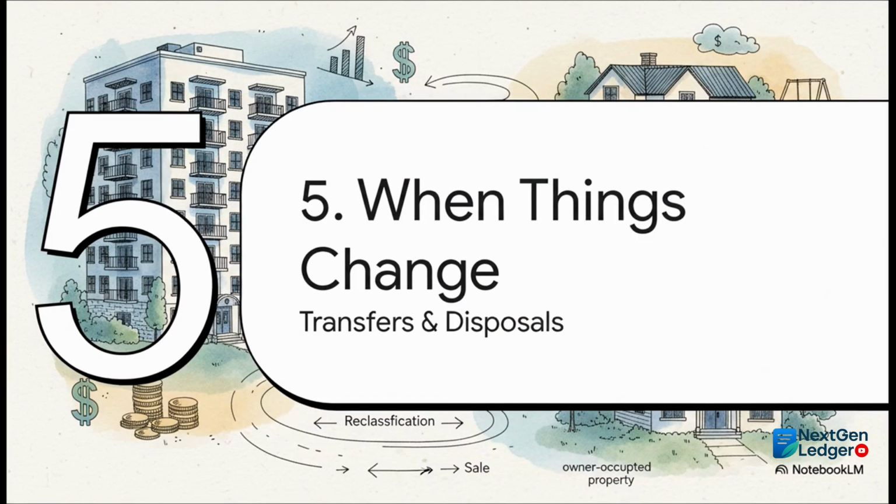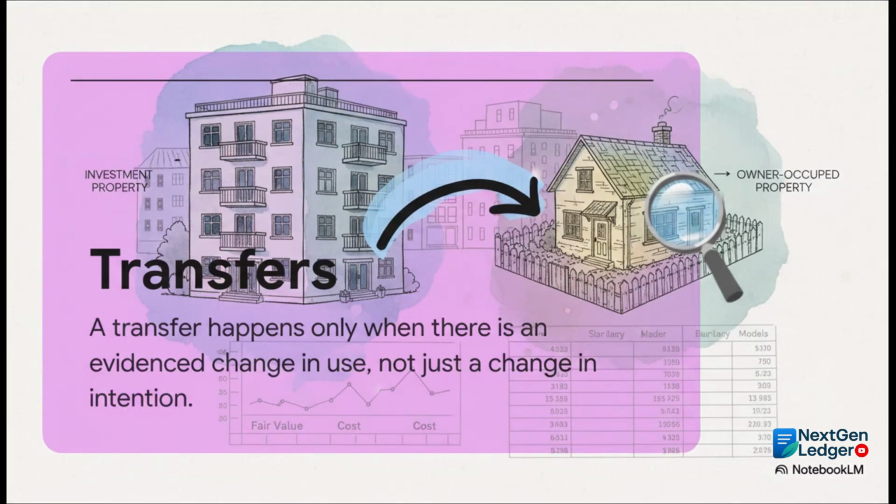So a company picks its model and everything's set. But what if the reason they're holding the property changes? What if it's no longer an investment? Let's get into what happens when things change. You absolutely can reclassify a property, but it is not something you do lightly. The standard is really strict on this. You can't just have a meeting and say, hey, let's call this an owner-occupied property now. No way. You need cold, hard evidence that there's been an actual change in how that property is being used.